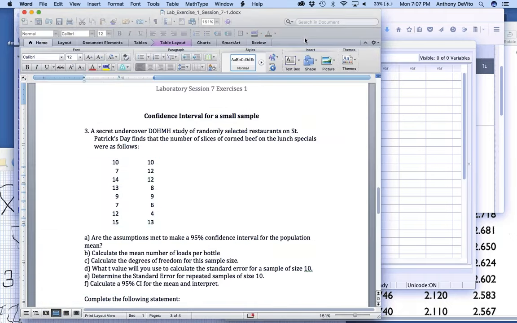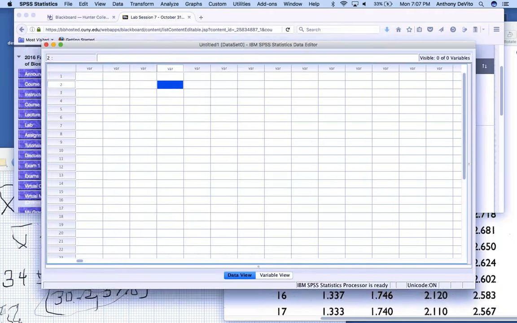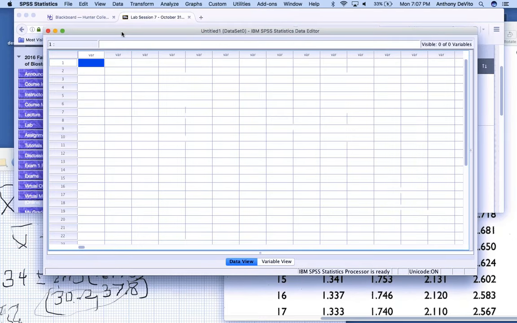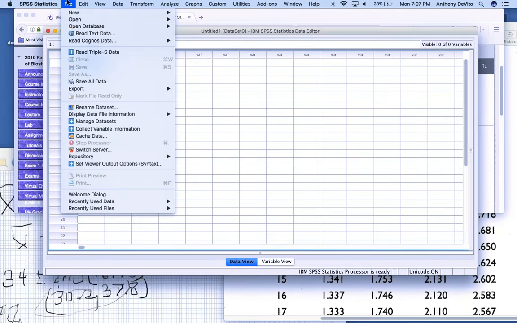If you want, I'm going to import these values into SPSS from Excel. But if you don't have them available in SPSS, what you can do is just go into the first column and type them in. I'm going to import them right now. Open. Yes.